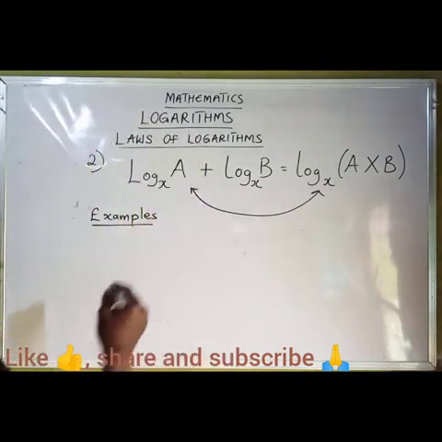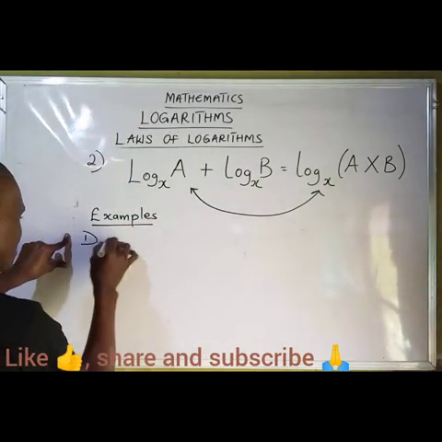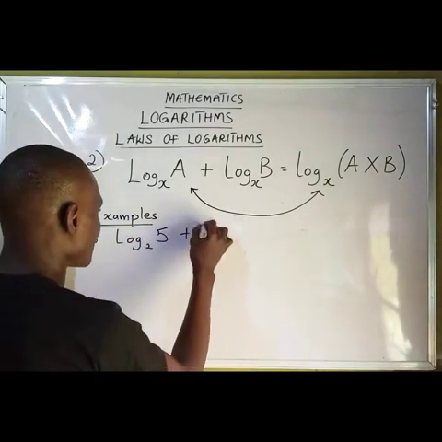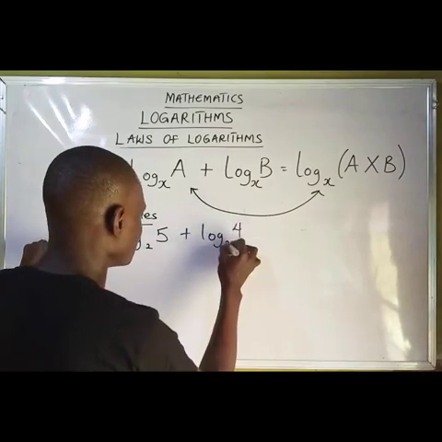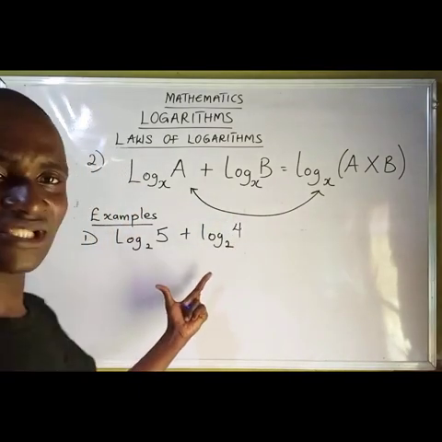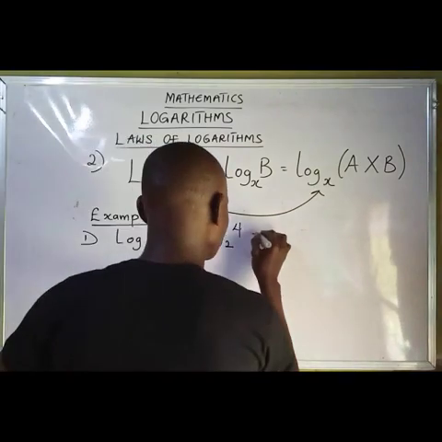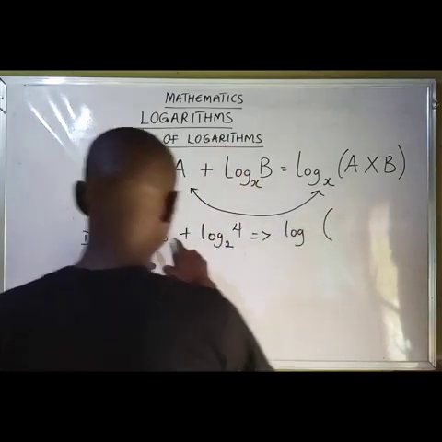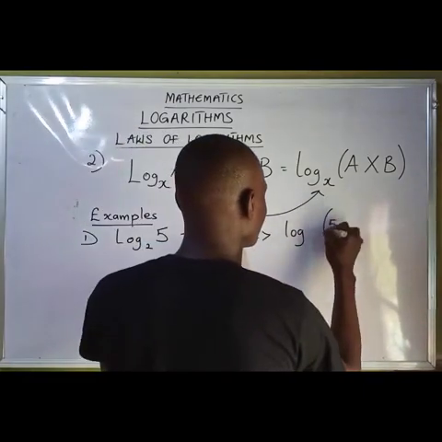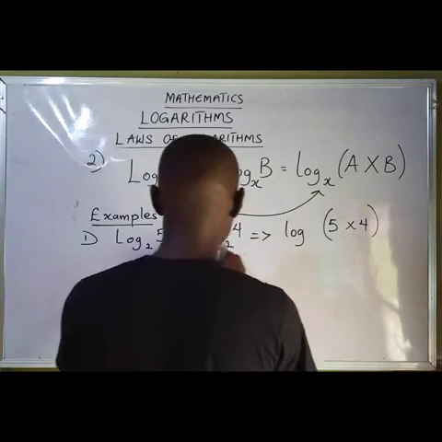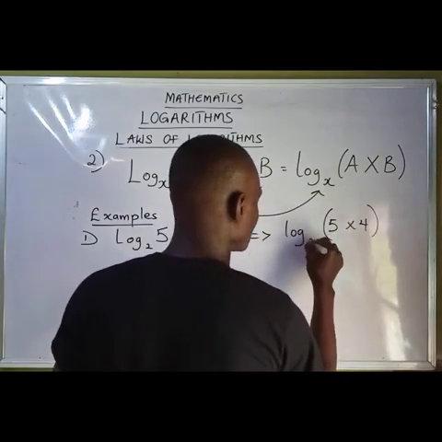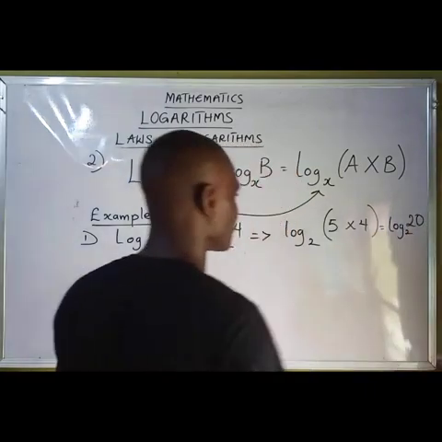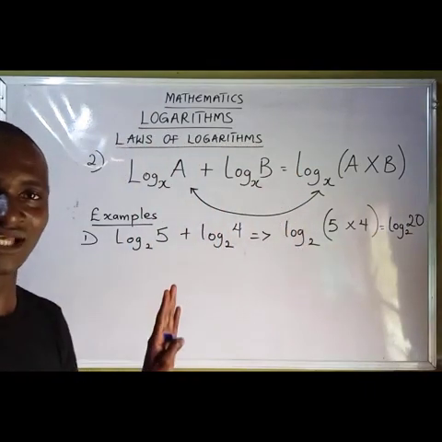Now, let's go on. Take for instance, this is question 1. I have the logarithm of 5 to the base of 2 added to the logarithm of 4 to the base of 2. When I see a question like this, I know what I want to do. I'll just write this is equal to the logarithm of 5 times 4 to the base of 2, and this will give me the logarithm of 20 to the base of 2. This is basically what I'm expected to do.